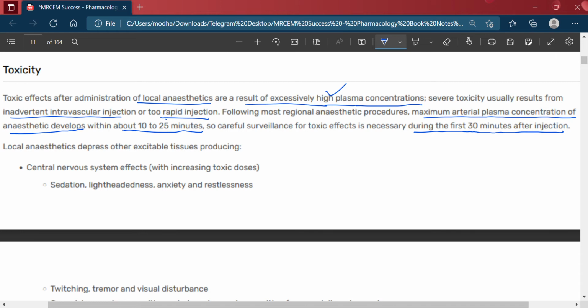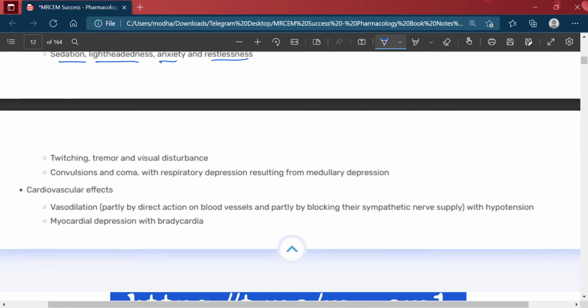Local anesthetics depress other excitable tissue, producing central nervous system effects with increasing toxic dose, like sedation, lightheadedness, anxiety, and restlessness. Then twitching, tremor, and visual disturbance, convulsions, coma with respiratory depression resulting from medullary depression. Then the cardiovascular effects are vasodilatation, partially by direct action on the blood vessels and partially by blocking their sympathetic nerve supply, with hypotension. Myocardial depression with bradycardia.